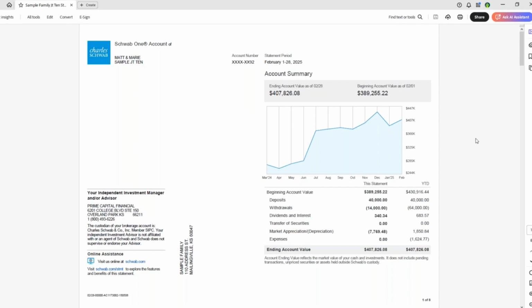So this is what you see when you open up the mail from Schwab or you click into your documents library on schwab.com and you download your statement. And there's some important things that I want you to see here. First is your account titling. So in this case, this family, Matt and Marie Sample, they have a joint tenants account.